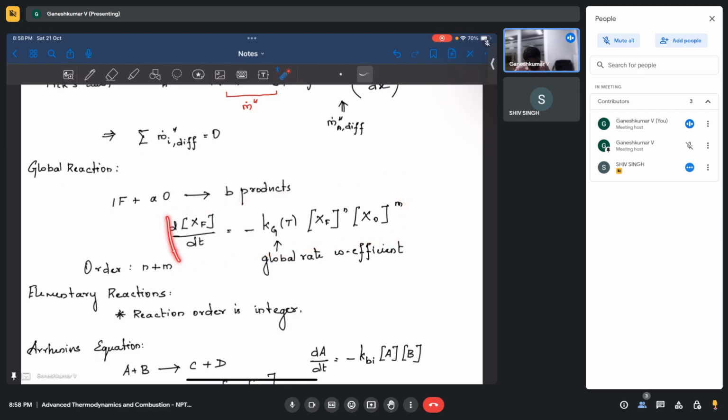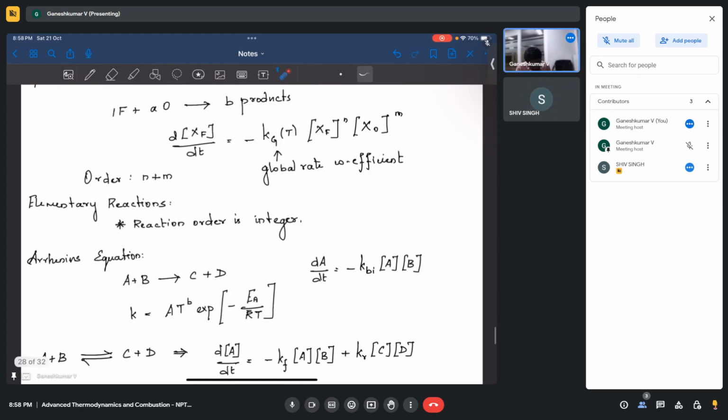So here we look at the rate at which fuel is getting consumed. dxf by dt is nothing but the rate at which fuel is getting consumed, and it is going to depend on some rate, right? What is this rate going to depend on? We use something called the Arrhenius equation to define it, and it depends on the temperature, the activation energy of this reaction, and there is some pre-exponential factor to it.